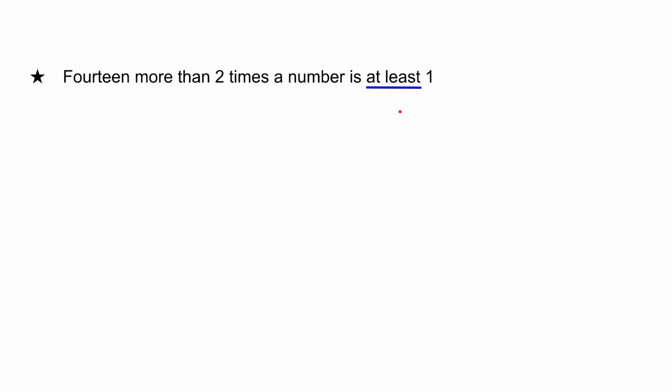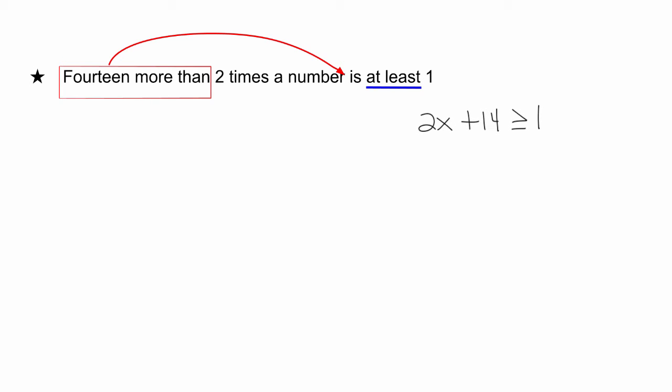Then let's go ahead and translate. We have 14 more than. I see "more than," so I want to box and arrow. 2 times a number, we can take 2 times any letter we want. Since we don't know what the number is, we have to use a variable to represent that. And we have 14 more than that, and that is at least 1. Here's our translation. We have 2 times a number, I picked x. 14 more than that is greater than or equal to, that's what "at least" tells us, 1.